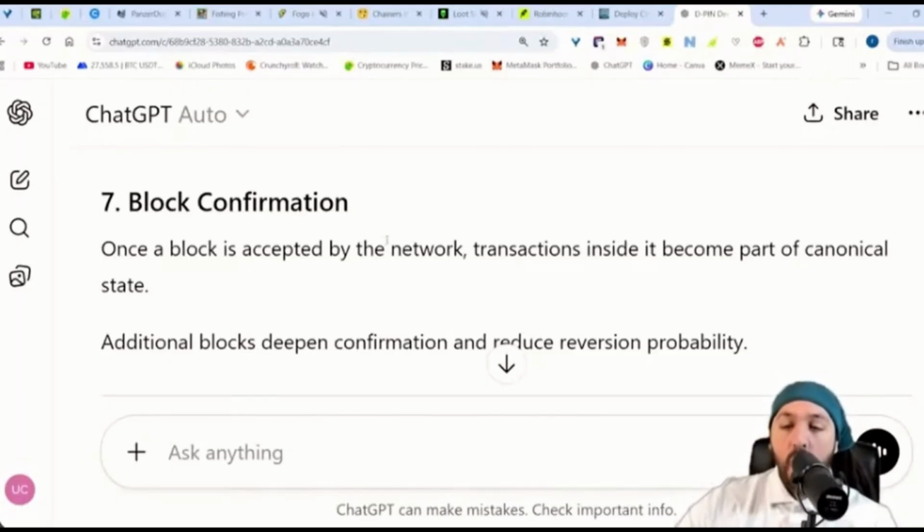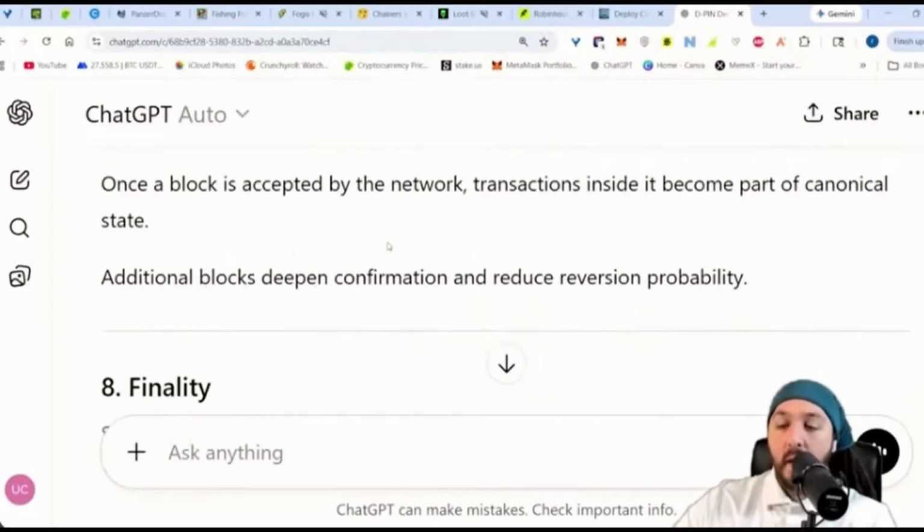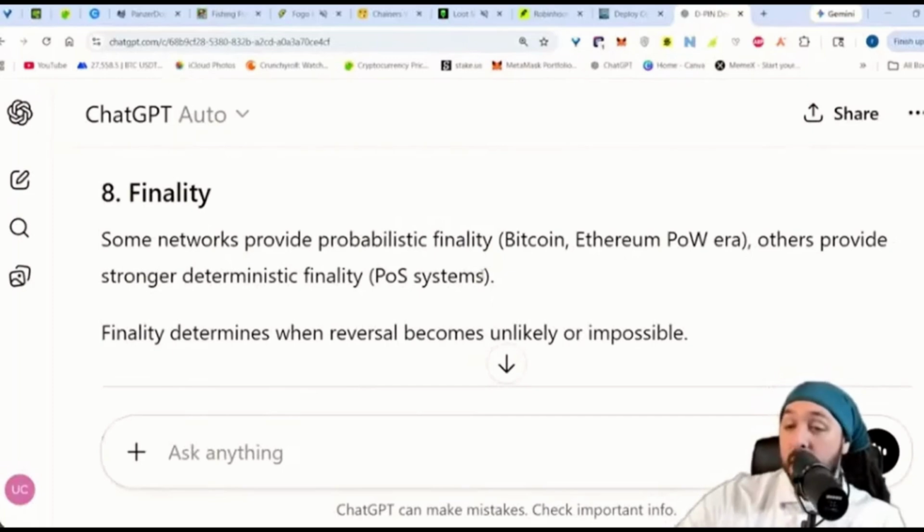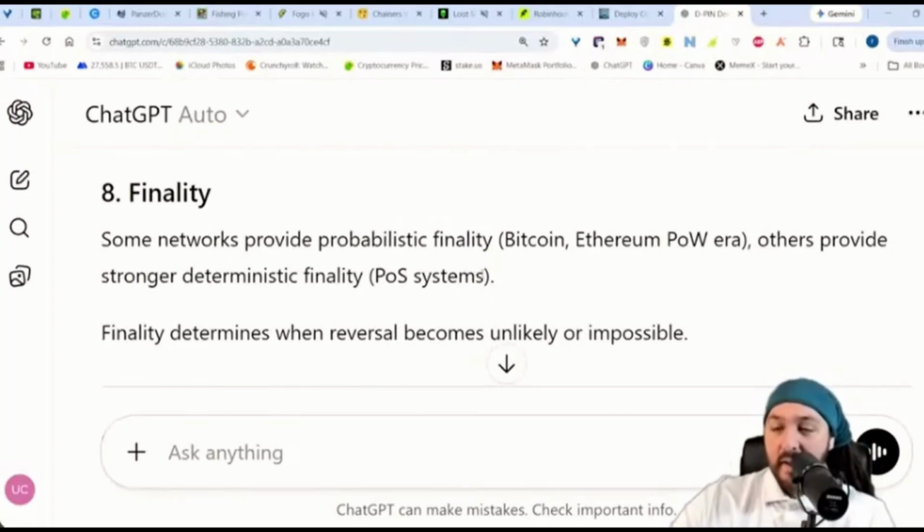Block confirmation. Once a block is accepted by the network, transactions inside it become part of a canonical state. Additional blocks deepen confirmation and reduce reversion probability. So the probability that it's going to be reversed is lower and lower the more blocks that are confirmed. And then, of course, finality, which I've hinted at many times. Some networks provide probabilistic finality, like Bitcoin and Ethereum in the proof of work era. Others provide strong deterministic finality, like proof of stake systems. So there's different nuances to how these things operate.